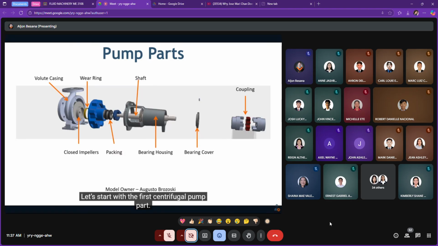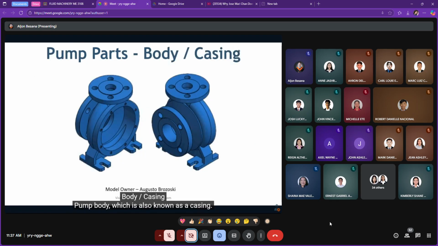So let's start with the first part of centrifugal pump. Body and casing. Pump body, which is also known as casing, is the largest component of the pump. It can be fabricated or made from casting. Most pumps that you will see in the process plant have a cast body. Forged or fabricated casing is used for the special application pump where casting is difficult or costly.